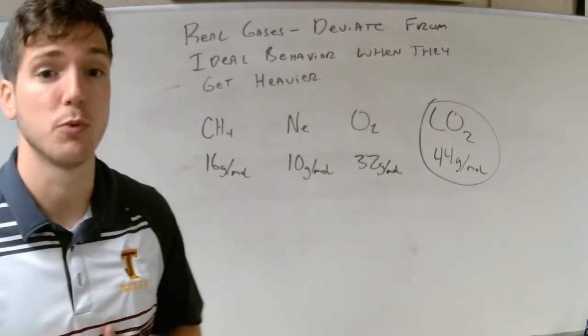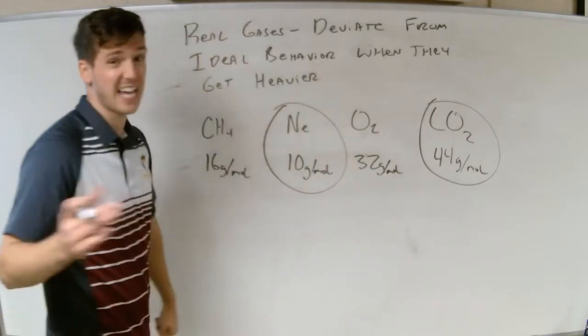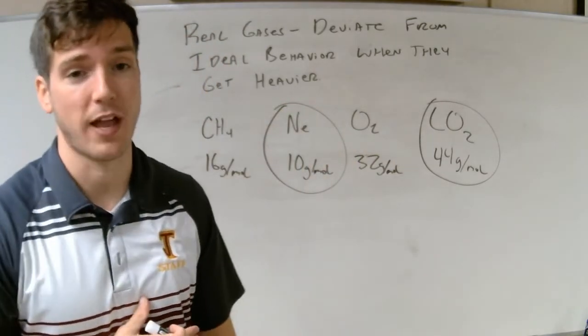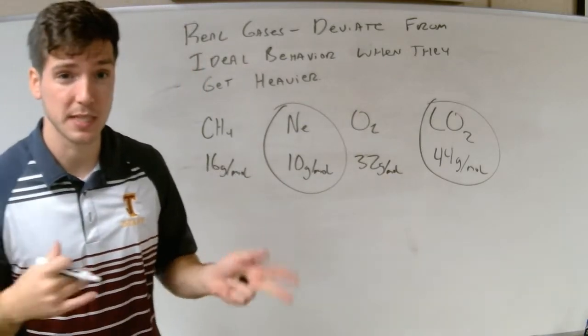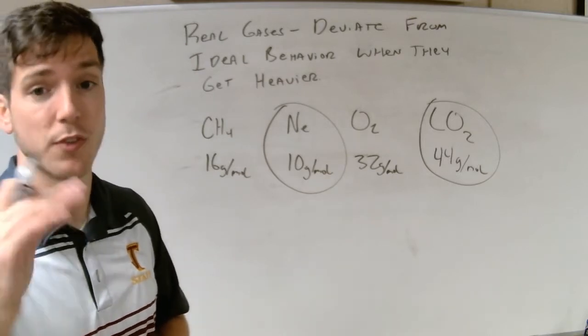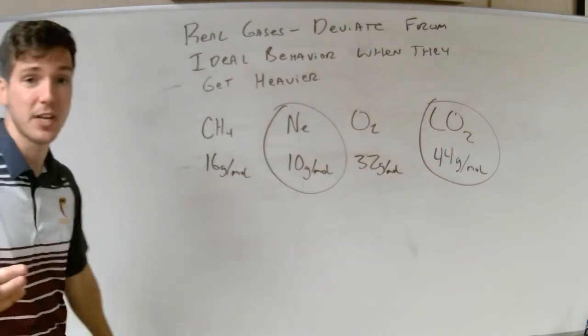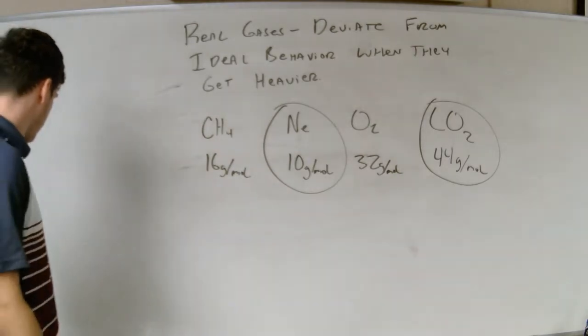And then I might ask you which one acts the most ideal, and that's going to be neon. Neon is going to act the most ideal. Okay, it's the smallest, it moves really quickly, it bumps into things, and then bounces off real easily. Okay, so that is how we know how things deviate from ideal behavior.